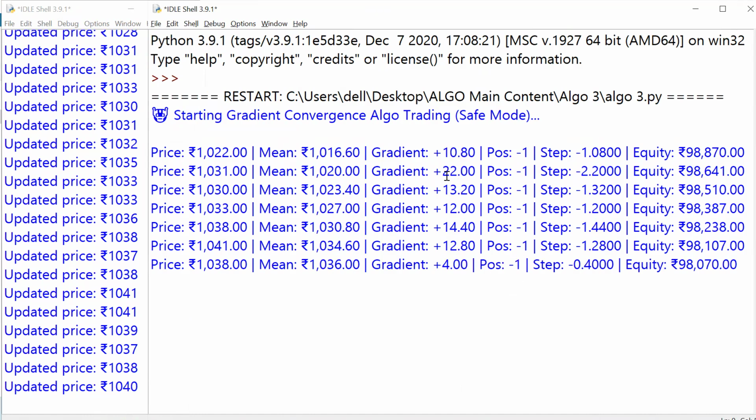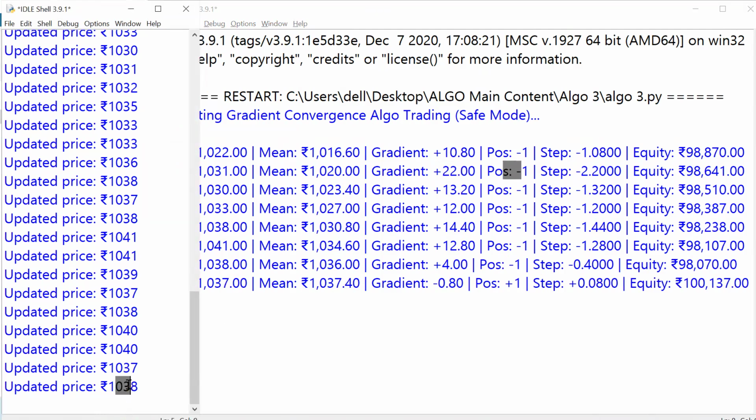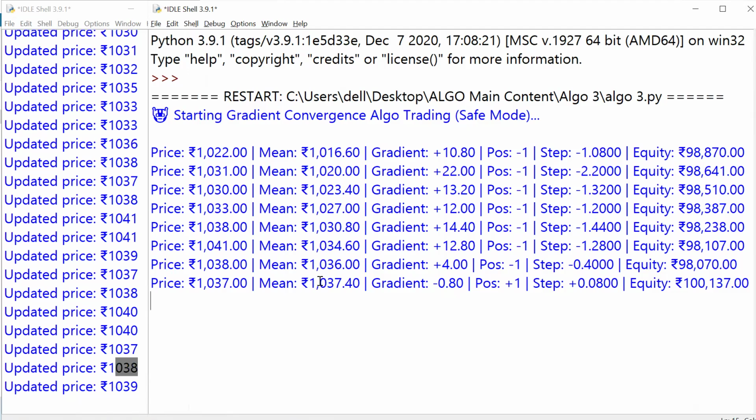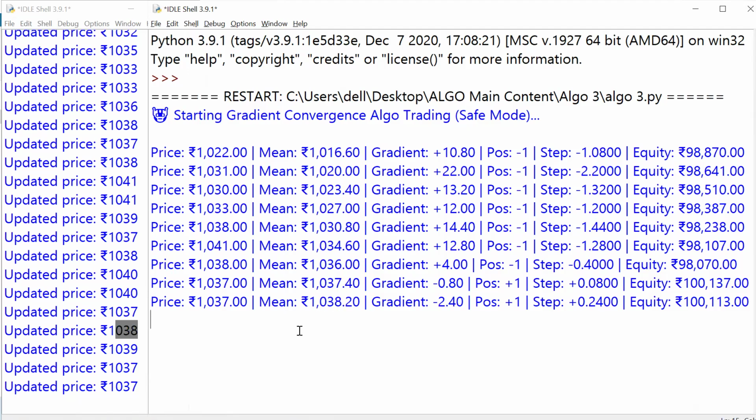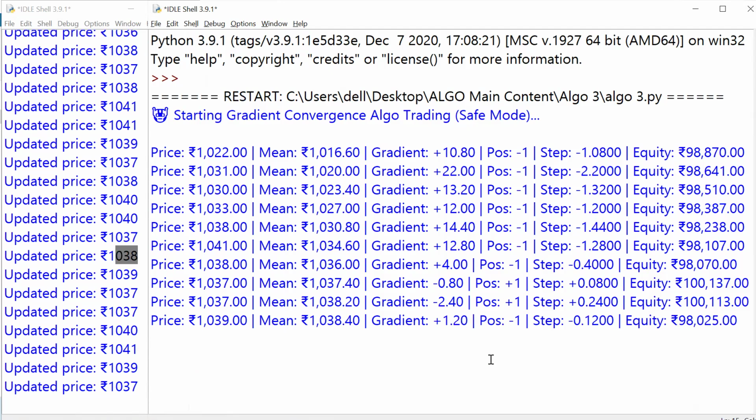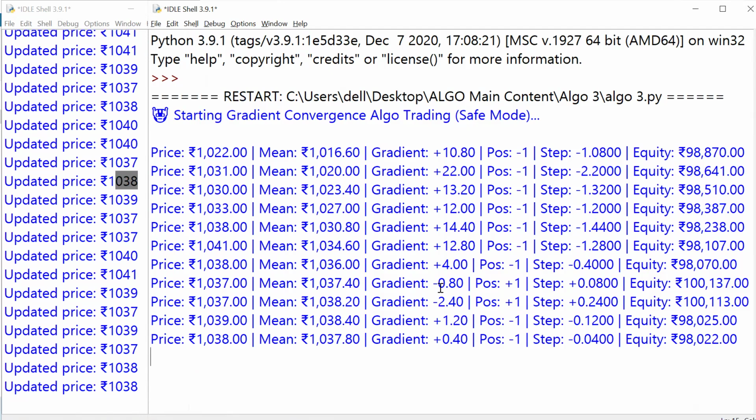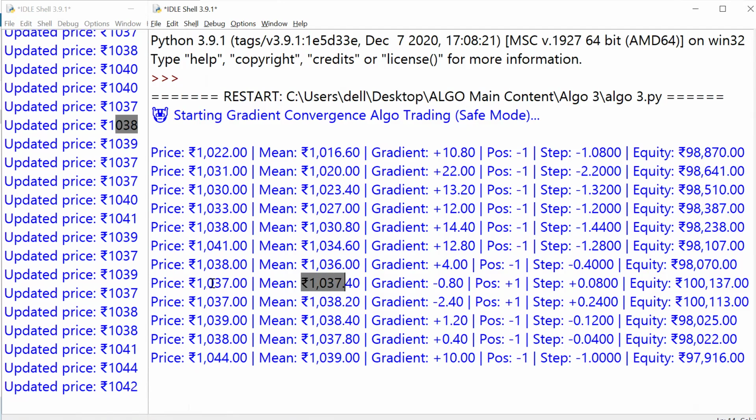If the gradient is positive, it is going to sell the stock because the price is greater than the mean price. Until and unless we are above the average, we are continuously selling. And you can see buying also happened. This buying has happened because the gradient is negative. What is the meaning of negative gradient? When I subtract the mean price from the market price, you can see this is the price of the market and this is the price of our average.